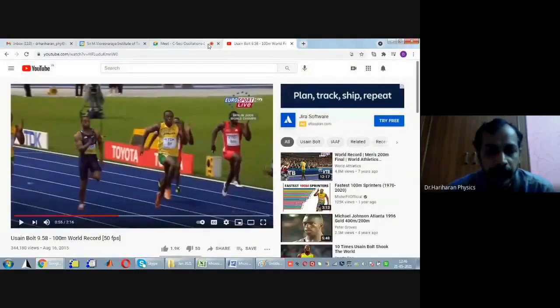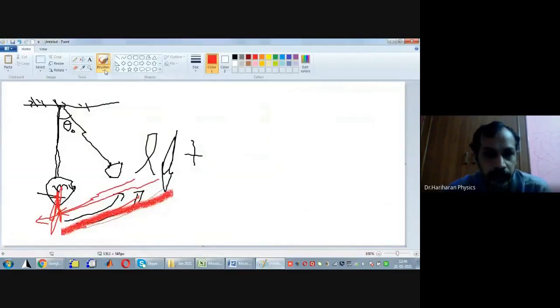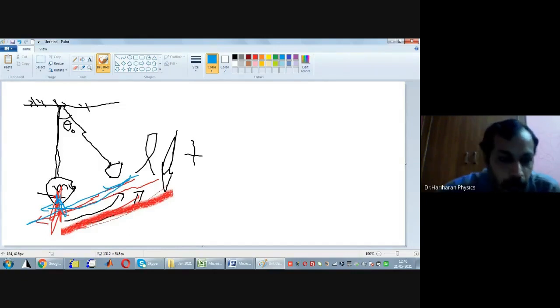So likewise, look here, I'll use the brush. I'll use blue color. Can you see in this figure, as the pendulum is approaching the mean position, what is happening to its velocity? Velocity is maximum. And here what happens? At this point, velocity is maximum. Can it stop? No. Am I right? Why? We call it inertia.